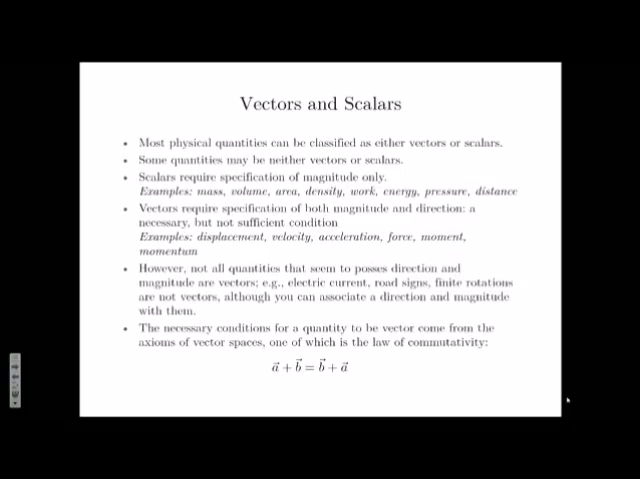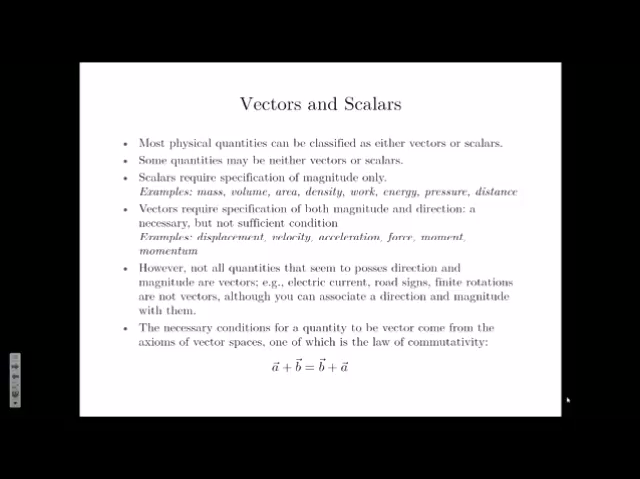Similarly, you have things like volume, area, density, work, energy, pressure, distance. All of these are what are known as scalar quantities, because specifying them requires just specification of one number along with a unit if it is a dimensional quantity. If it is not a dimensional quantity, then it has no units.